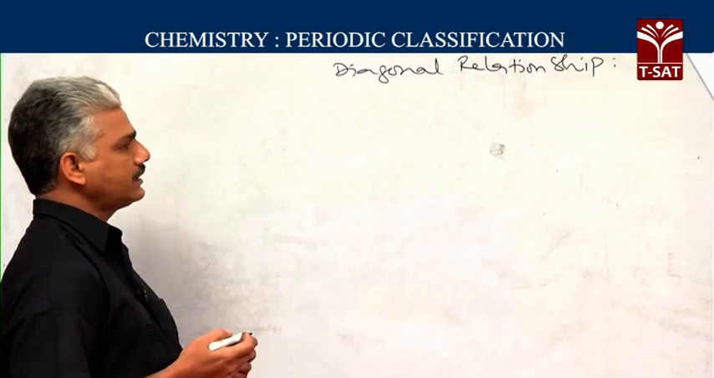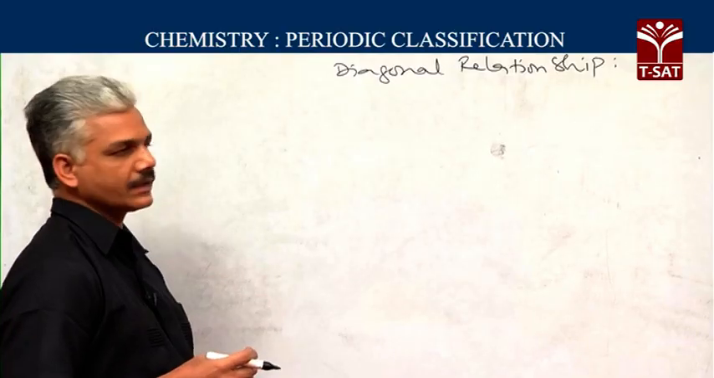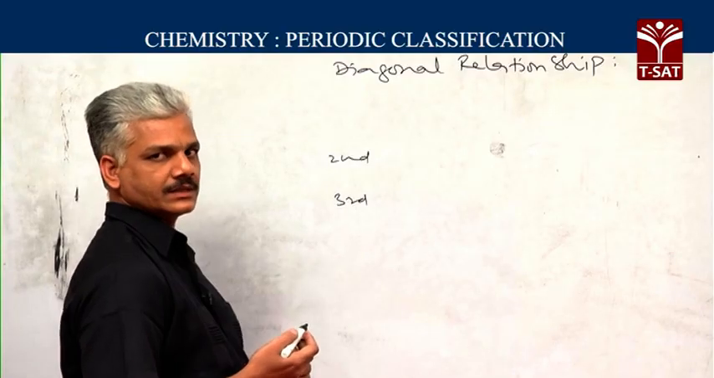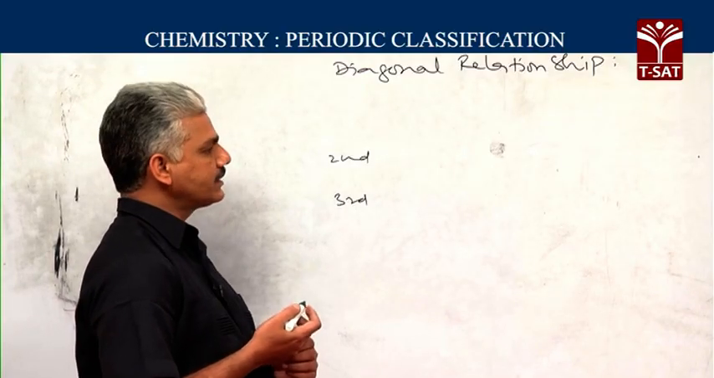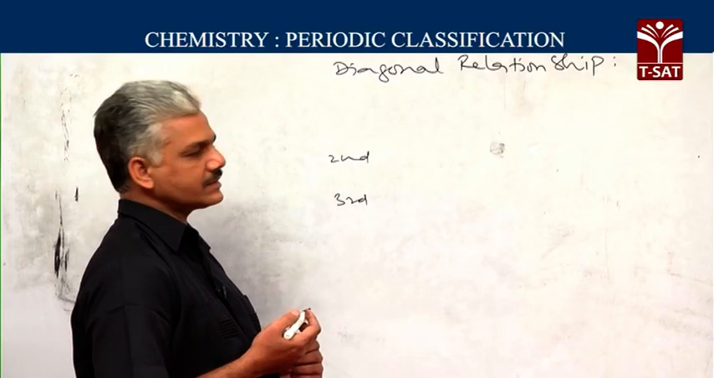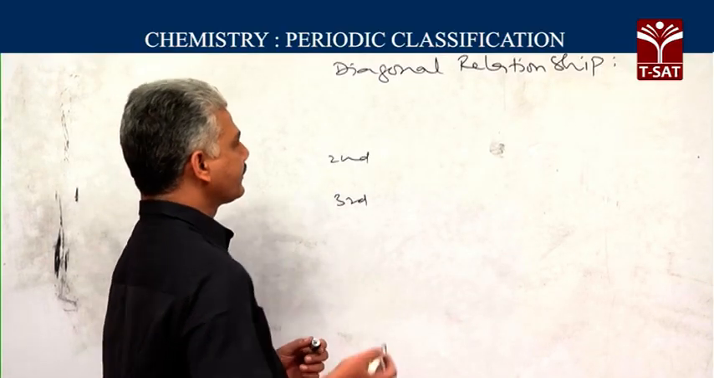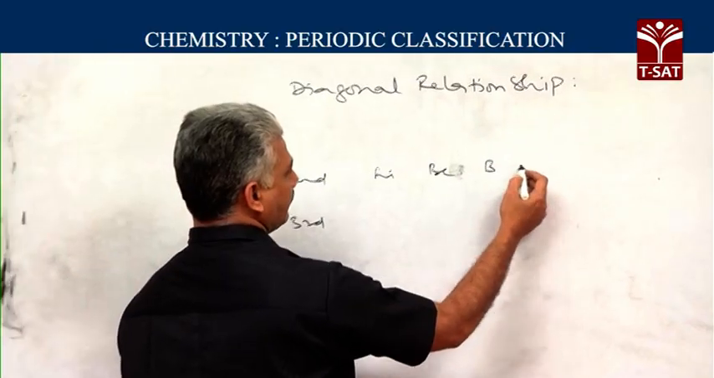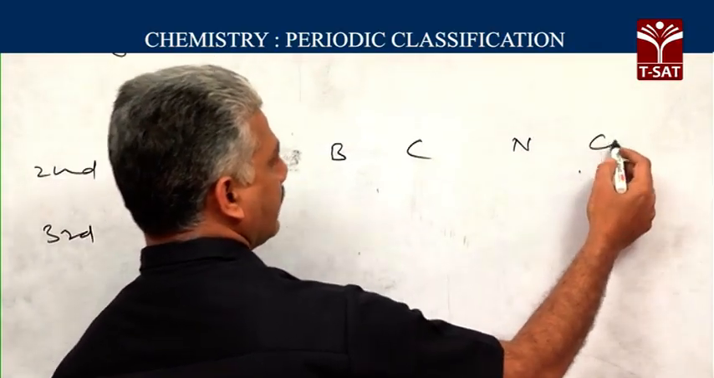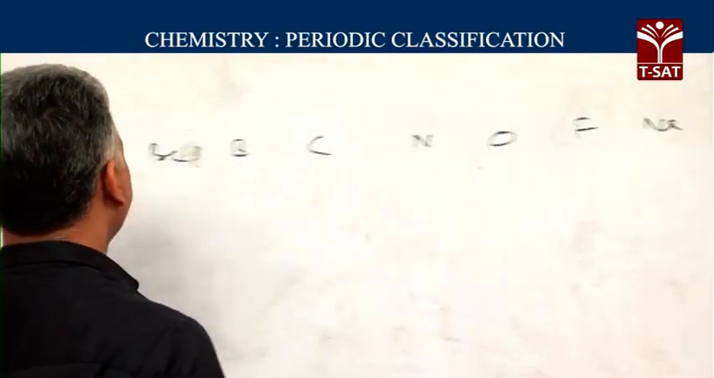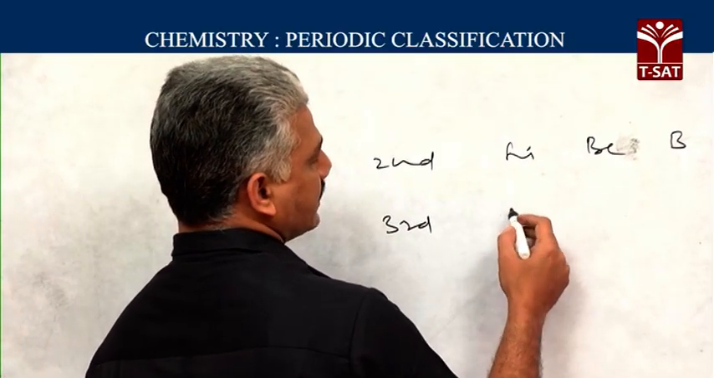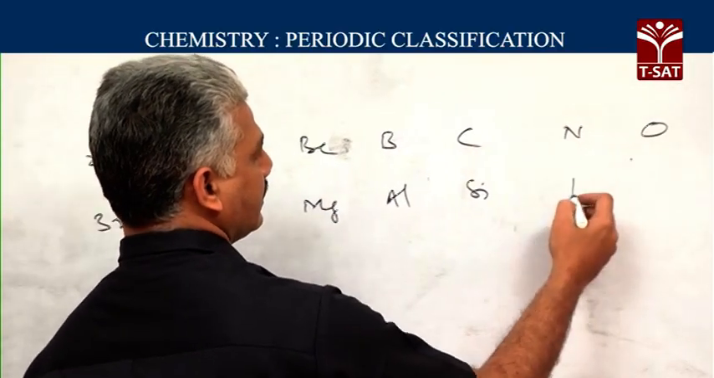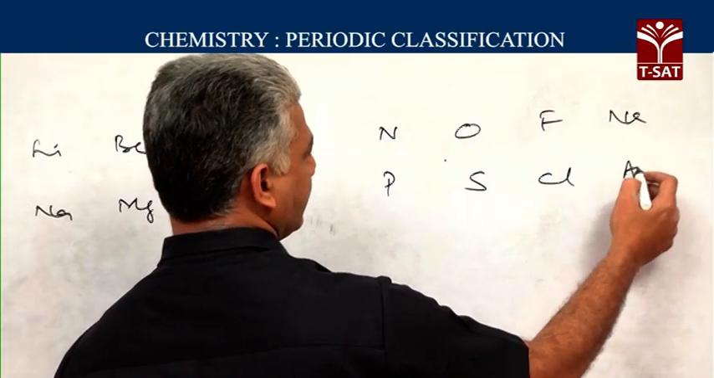Last property is diagonal relationship. It has been observed in second and third periods that diagonally placed elements resemble closely in their properties, both physical as well as chemical. The second period elements can be represented as lithium, beryllium, boron, carbon, nitrogen, oxygen, fluorine, neon. The third period elements can be represented as sodium, magnesium, aluminum, silicon, phosphorus, sulfur, chlorine and argon.